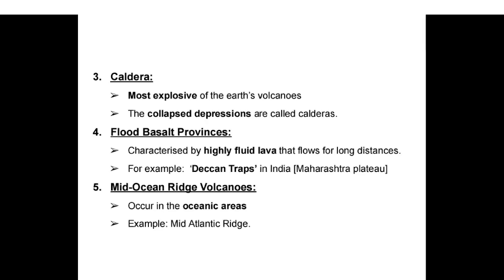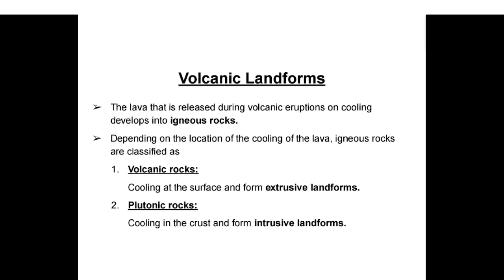Caldera: the most explosive of the Earth's volcanoes; the collapsed depressions are called calderas. Flood basalt provinces are characterized by highly fluid lava that flows for long distances. For example, the Deccan Traps in India and the Maharashtra Plateau are examples of flood basalt provinces. Mid-ocean ridge volcanoes occur in the oceanic ridge, for example the mid-Atlantic ridge.